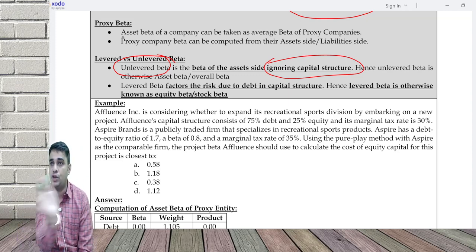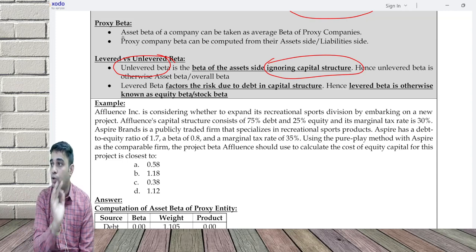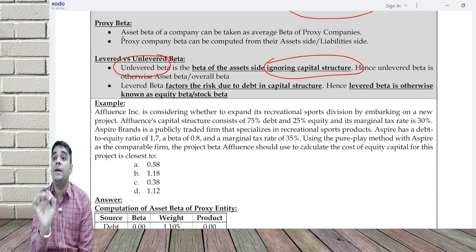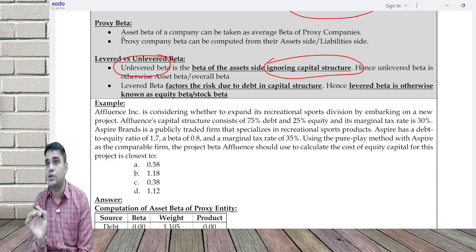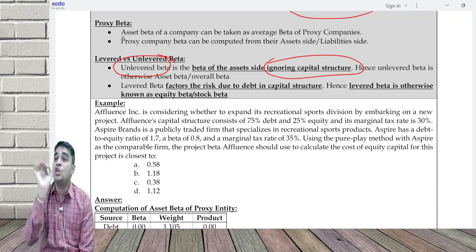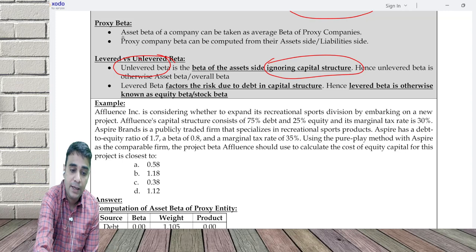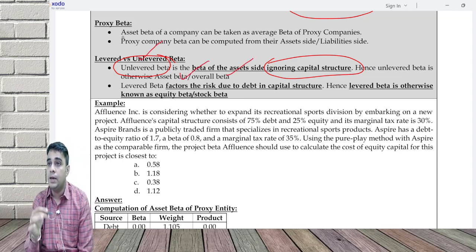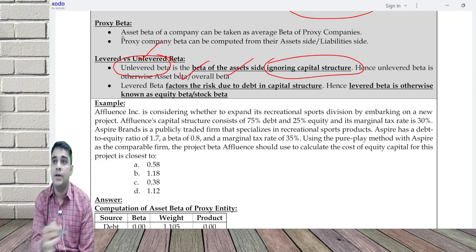Unlevered beta means without this debt equity mix. If the question uses the word levered beta, it means equity beta. Some questions will use the word levered beta. Levered beta means equity beta. Unlevered beta means asset beta. So unlevered beta, asset beta, overall beta. Levered beta, equity beta, stock beta. You can keep giving different names to it.